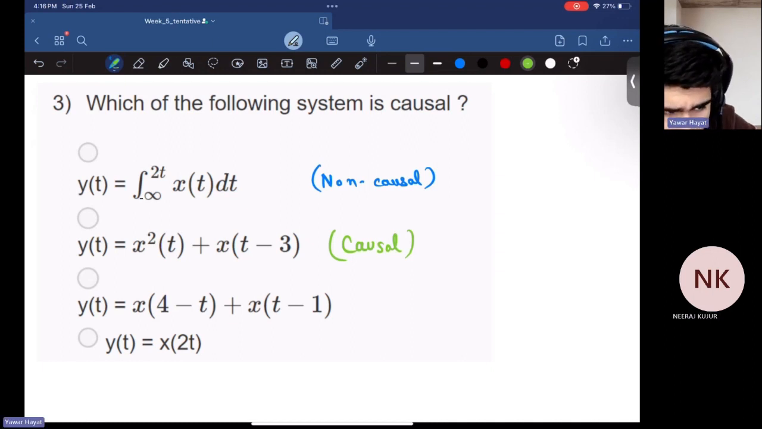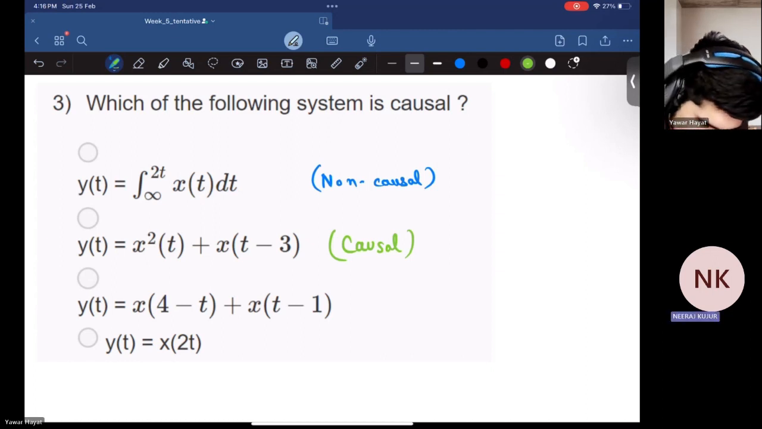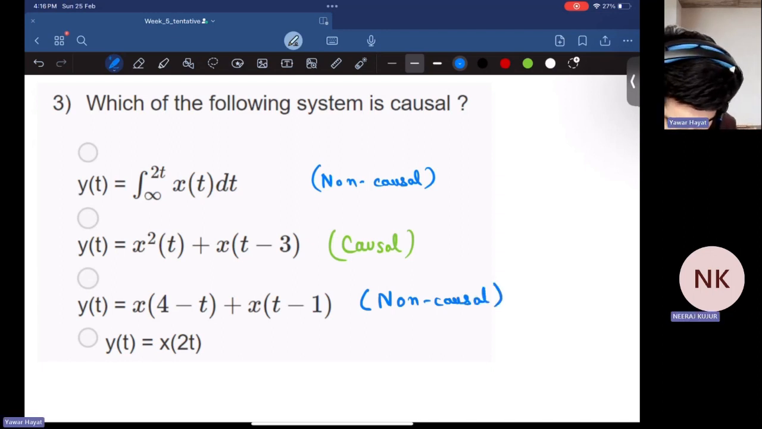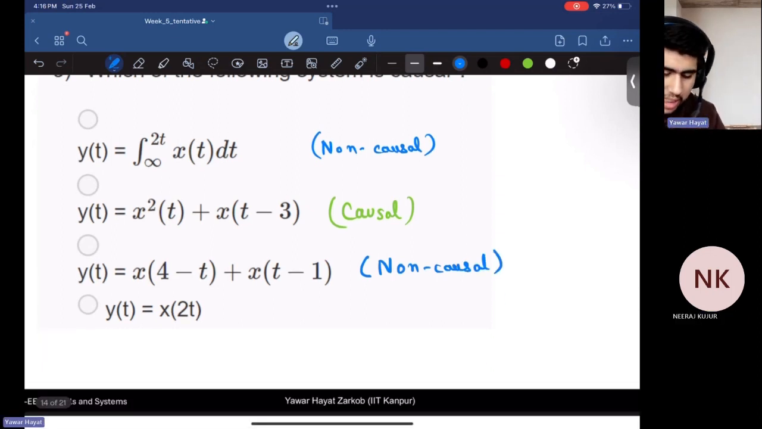Why is it non-causal? Sir, if we put t equal to 0, then the first part will take the value of x of 3, x of 4, sir. It is a future input. Yeah, you got the point. So this should be non-causal. And similarly, the last one would also be non-causal, because it would depend on the future value of the input. So which option is correct? Option B.